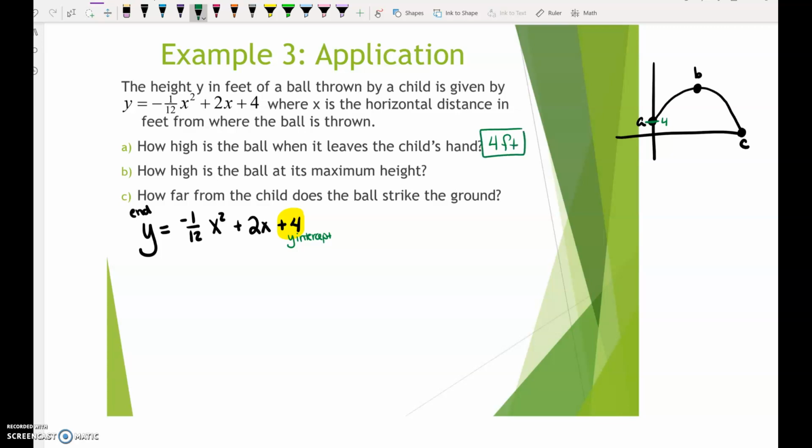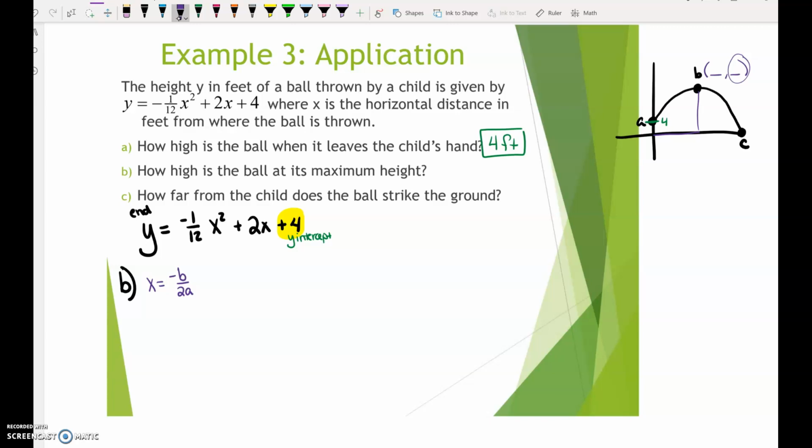That's our first answer. How high is the ball at its maximum height? Now, this point B is going to have 2 pieces of that coordinate. The first number is how far out we are, and the second number is how high we are. So really, we want the y value of the vertex. So for part B, you are really trying to find the y value of the vertex. So let's remember how we did that. For part B, we need to start by doing x equals the opposite of b over 2a. That will give us the x value of the vertex. Then we plug that in to get the y value of the vertex.